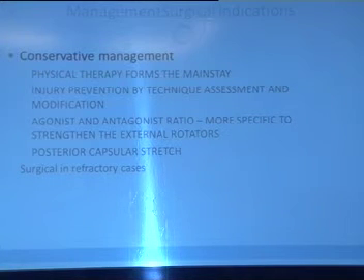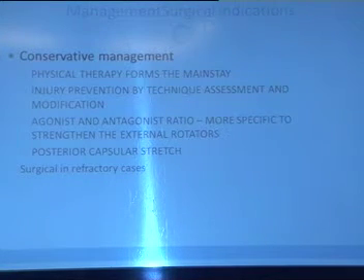sorted out by physical therapy measures and injury prevention, by technique assessment and modifying the way they are bowling. And the agonist and antagonist ratio, which is the ratio between the internal rotators and external rotators, if we try to optimize it, they can have less risk of injuries. And posterior capsular stretch for those who are having GIRD, classic glenohumeral internal rotation deficit, then you can try this. Surgery is only reserved for very refractory cases.